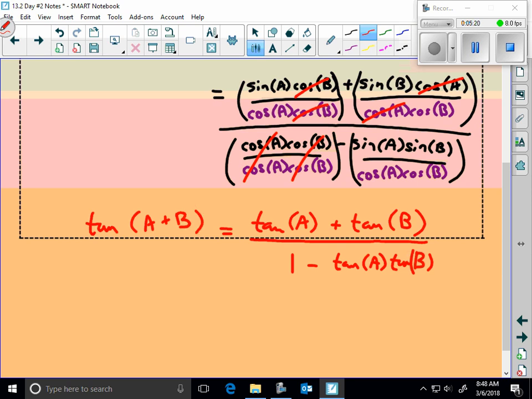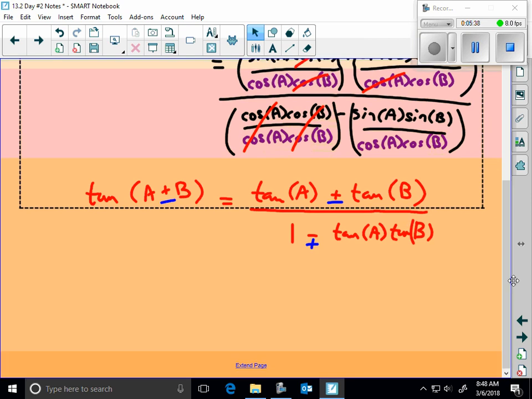Now, let's say it was tan of A minus B. If it were tan of A minus B, this plus right here would be a minus, and this minus right here would be a plus. So be careful with signs there. Keep that straight.